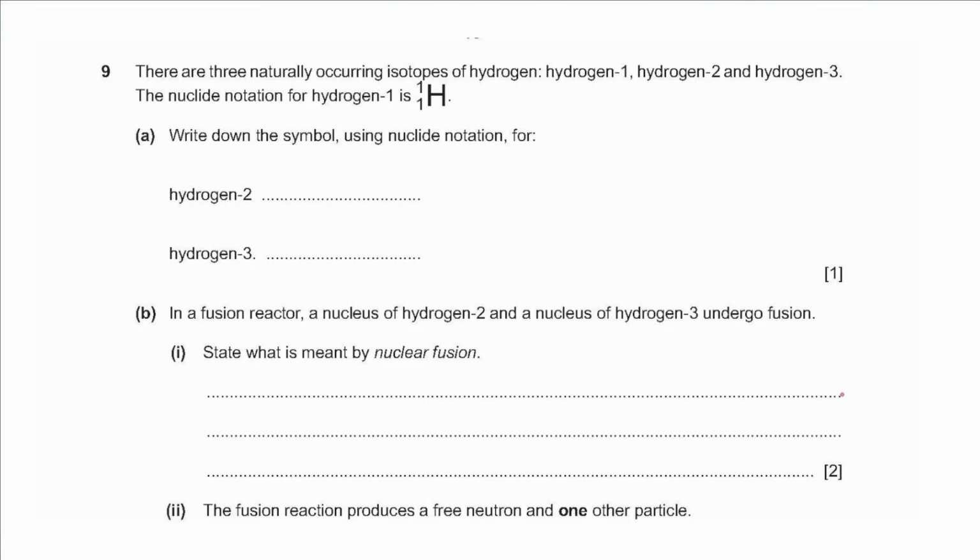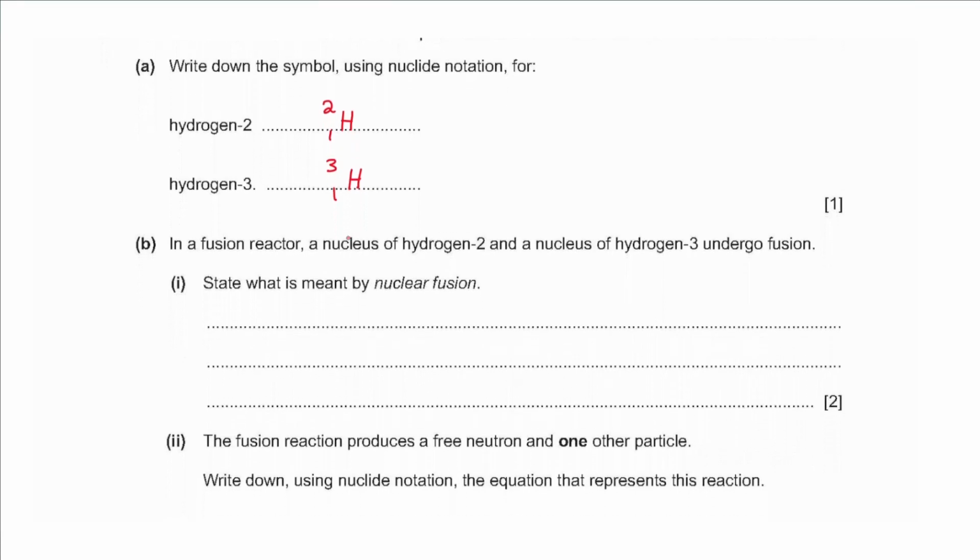Question 9 says there are 3 naturally occurring isotopes of hydrogen, hydrogen 1, 2, and 3. The nuclide notation for hydrogen 1 is H1 and 1. Write down the symbol using nuclide notation for hydrogen 2 and hydrogen 3. So they have the same proton number, so 1 at the bottom, that remains the same. So for 2 we have 2 at the top, and for 3 we have 3 at the top.